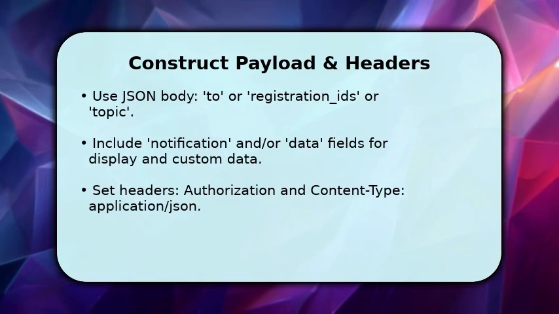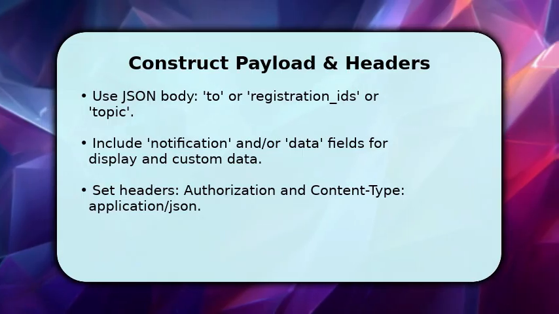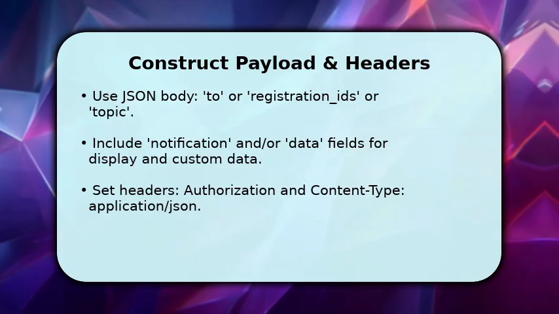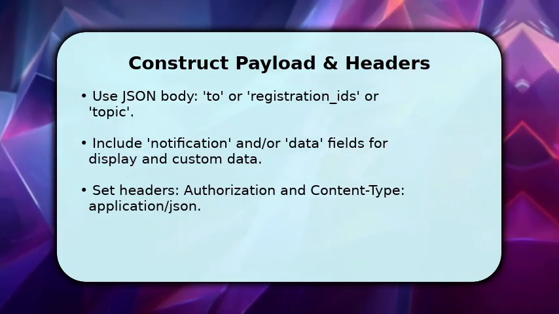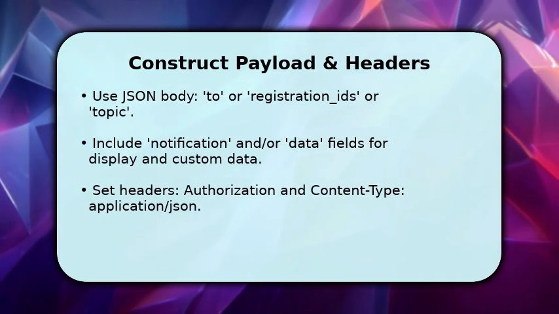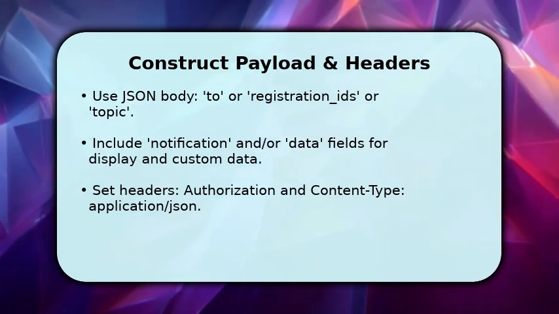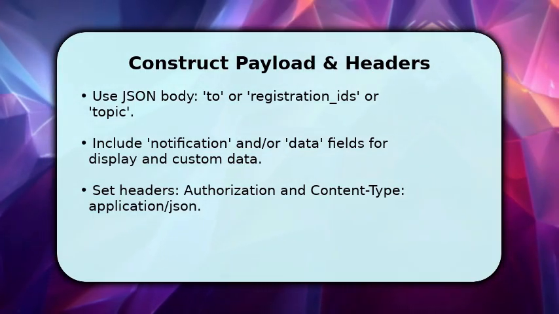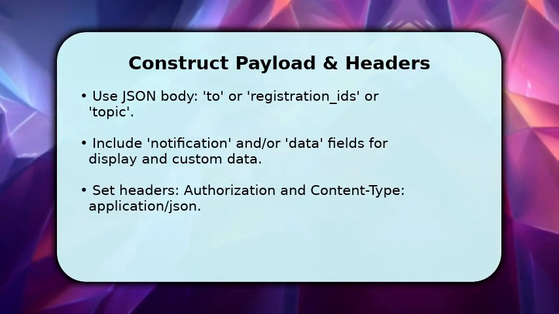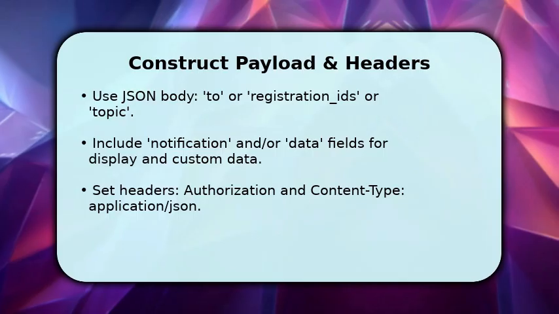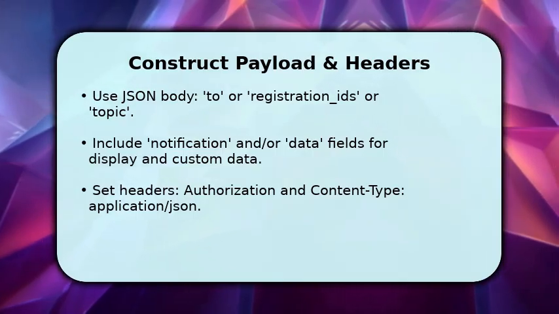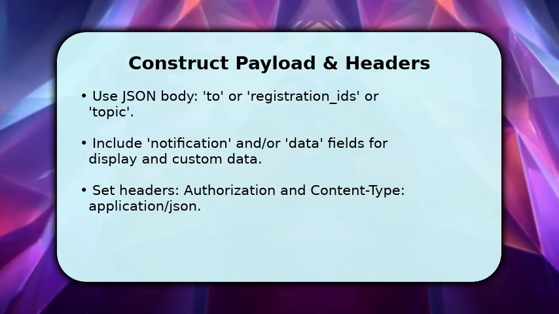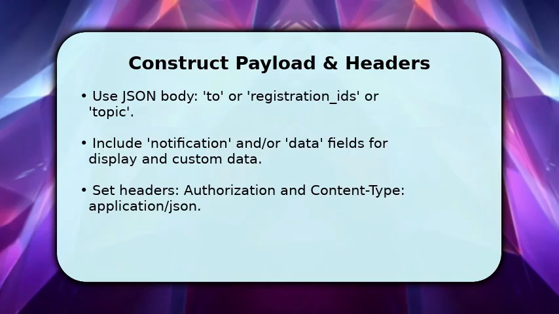Next, you build the JSON payload. Use "to" for a single token, registration_ids for multiple tokens, or /topics/your-topic for broadcasts. Include a notification block with title and body for automatic display, and a data block for custom key-value pairs your app handles. In Postman, paste the JSON into the raw body and verify quotes and commas. Double-check headers. Authorization must contain your server key or OAuth token, and content type must be application/JSON. Then send a test request.